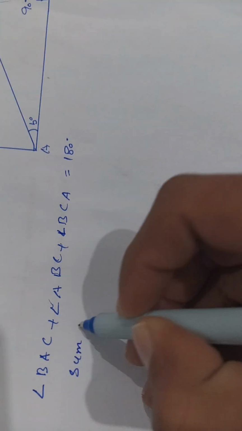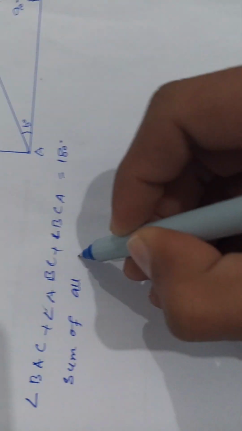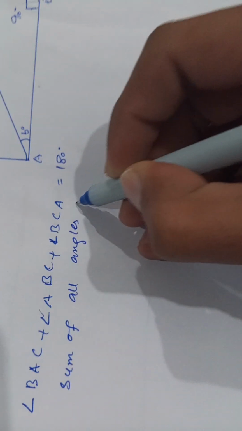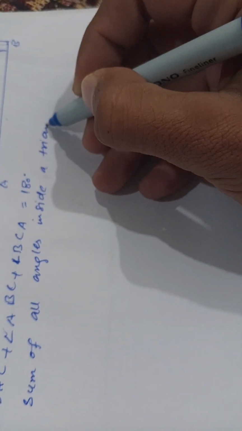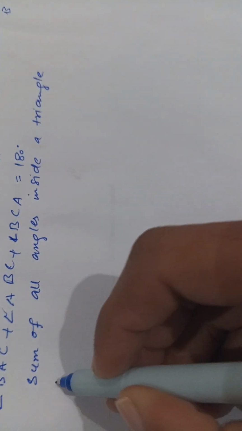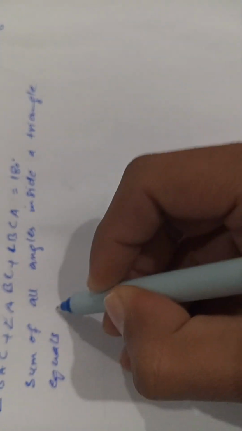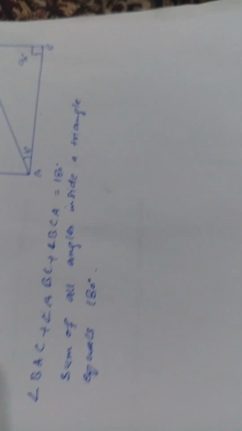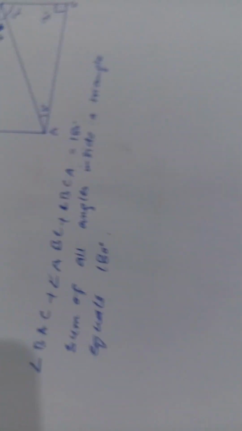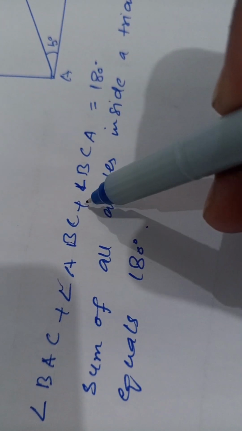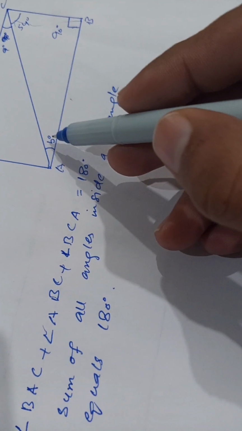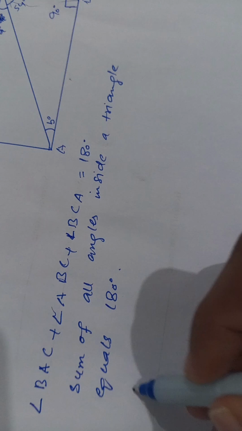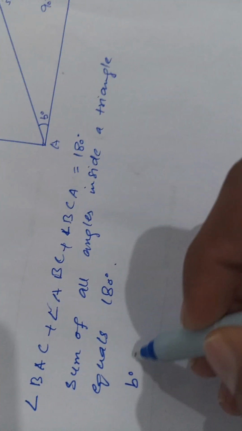So the sum of all angles inside a triangle equals 180 degree, right? So now this is what we are given. We are given the value of two angles, right? We have to find the third angle. So now we'll name it as angle BAC. We don't know its value, but we have termed it as B degree. So we'll write B degree instead of writing BAC, right?